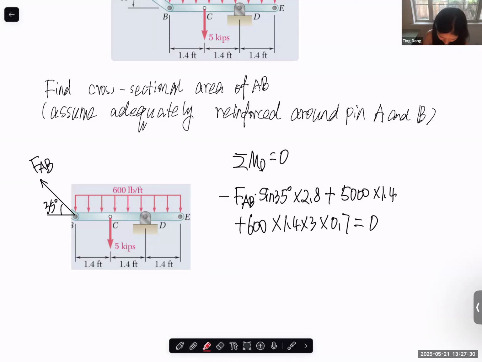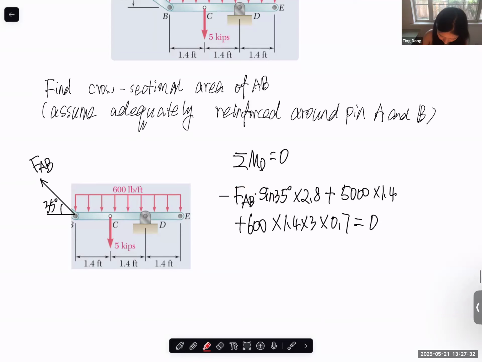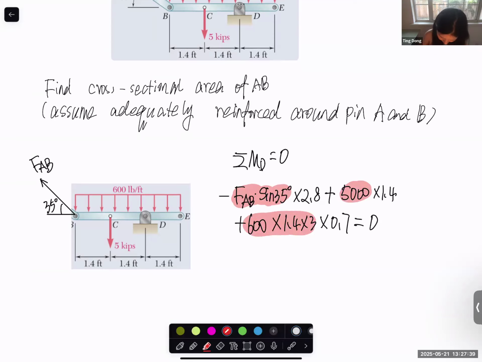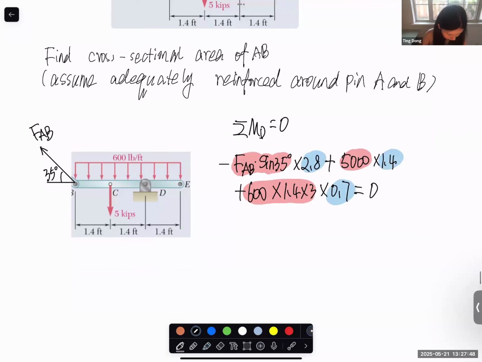So let's say force, moment arm, moment arm, moment arm. So we can solve for FAB. This is the first step.